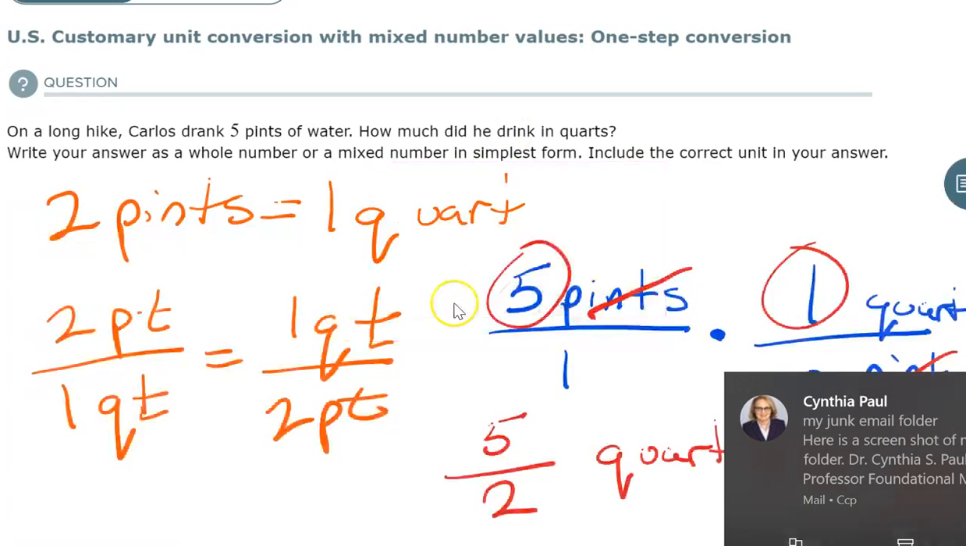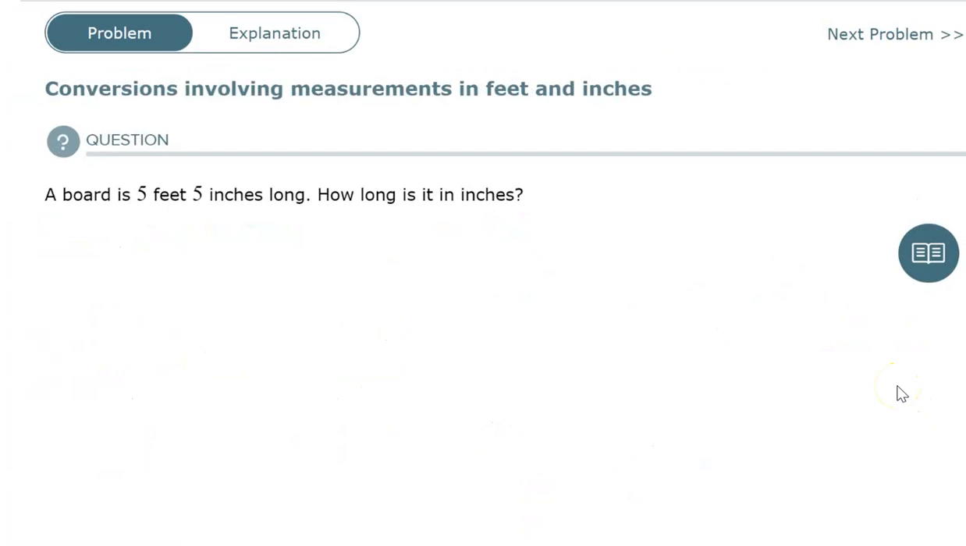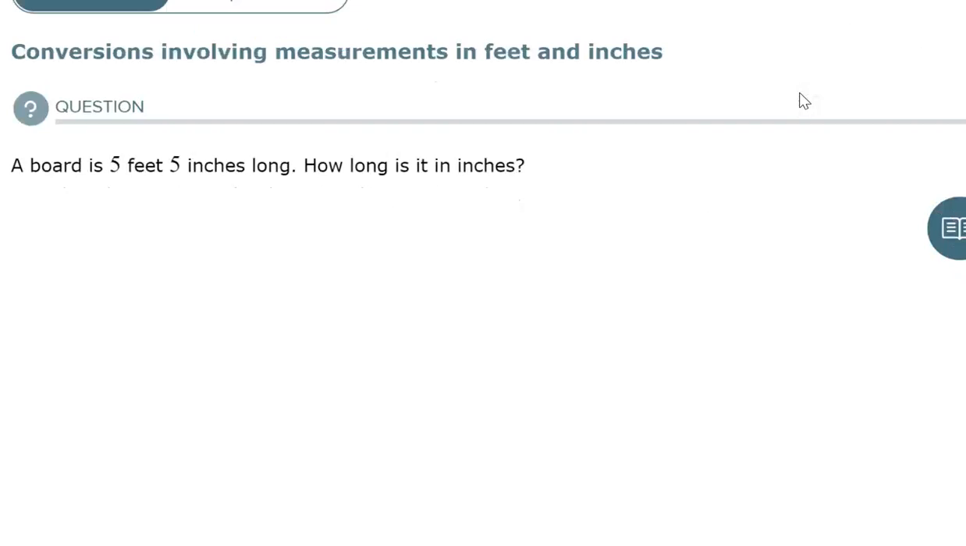So let's take a look at another one. Okay, so this one is kind of interesting because it's not just one unit. Hopefully this is a unit you know off the top of your head, but if you don't, we are going from feet to inches. So if I take a look at this one, it says you have 5 feet and 5 inches. This is very similar to a mixed number. 5 feet plus 5 inches. I could call it that if I want to.